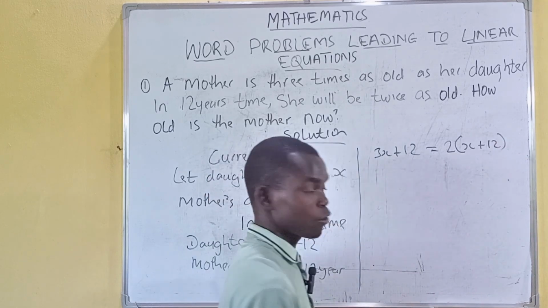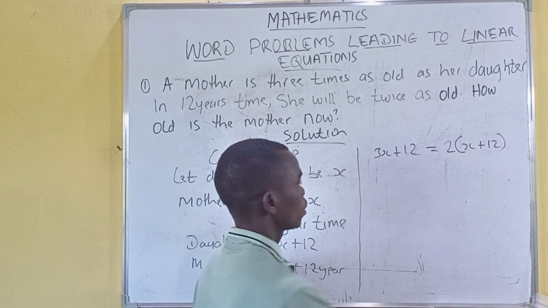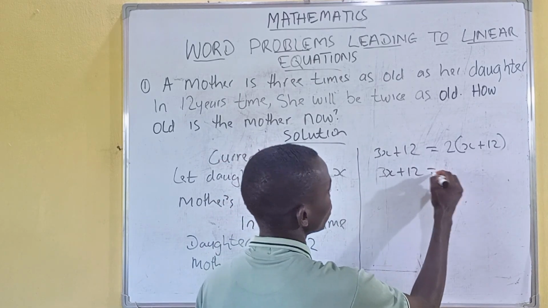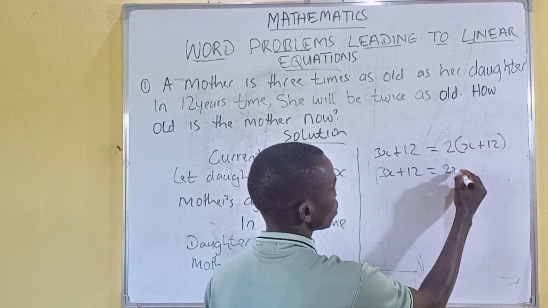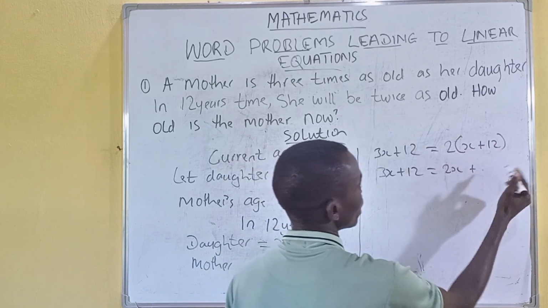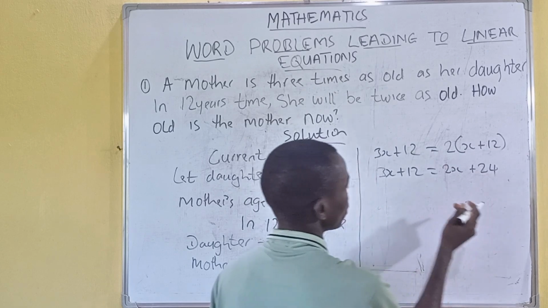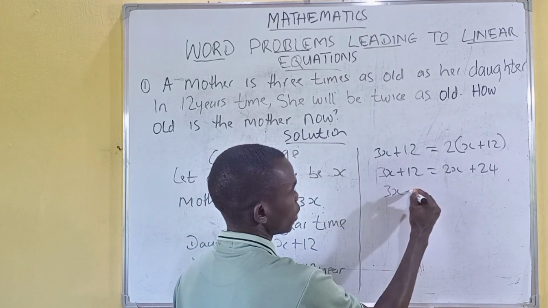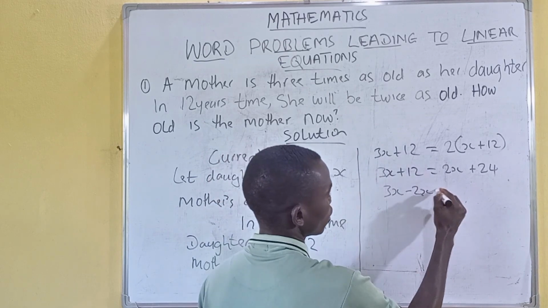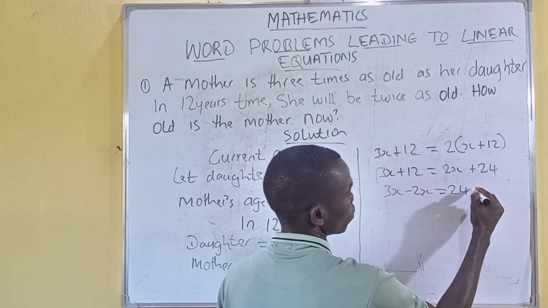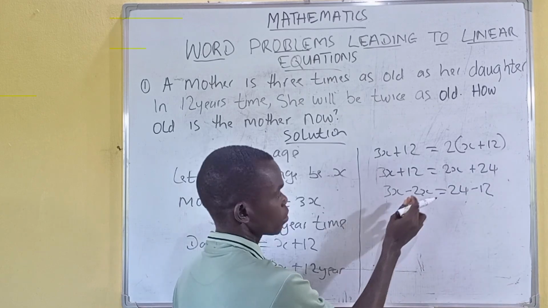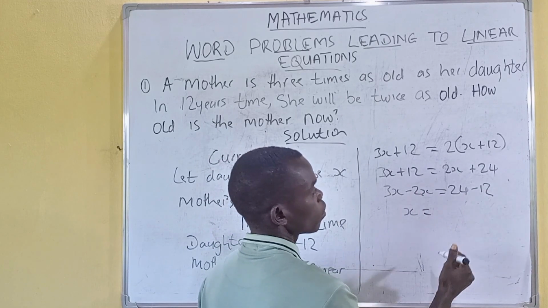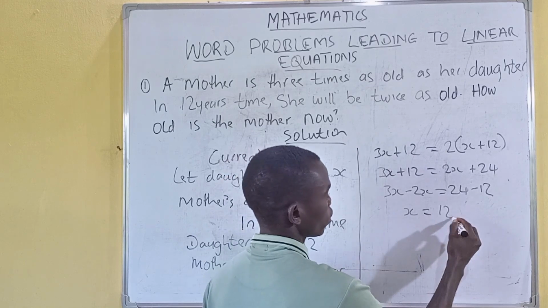From here, we can find the daughter's age. So we have 3s plus 12 equals 2 times s, 2s, plus 2 times 12, we have 24. Collect like terms, 3s minus 2s equals 24 minus 12. 3s minus 2s, we have s, which equals 24 minus 12, we have 12.